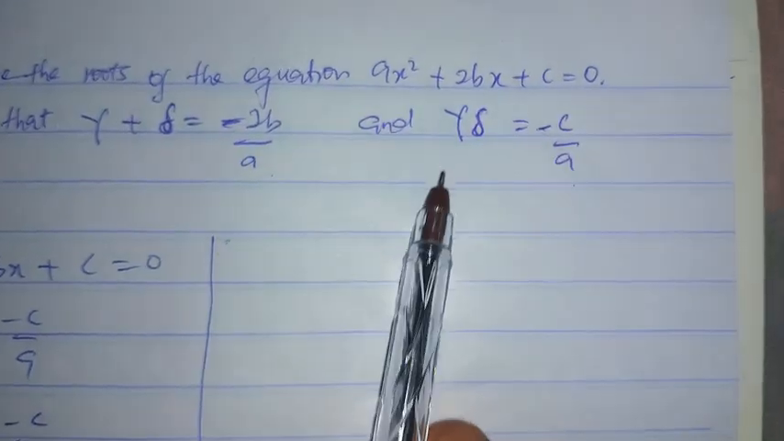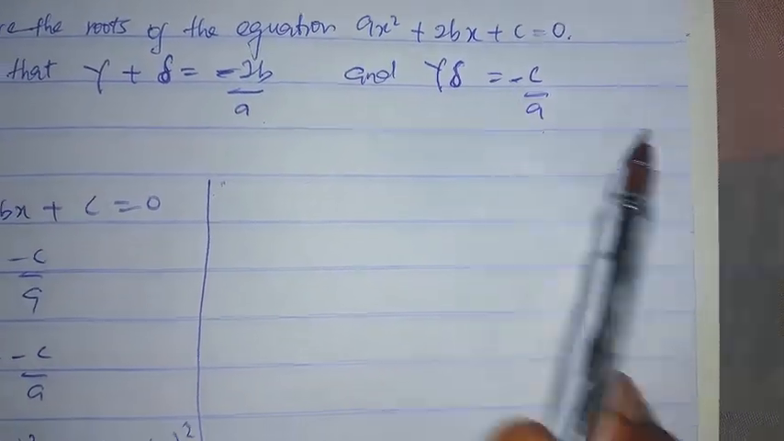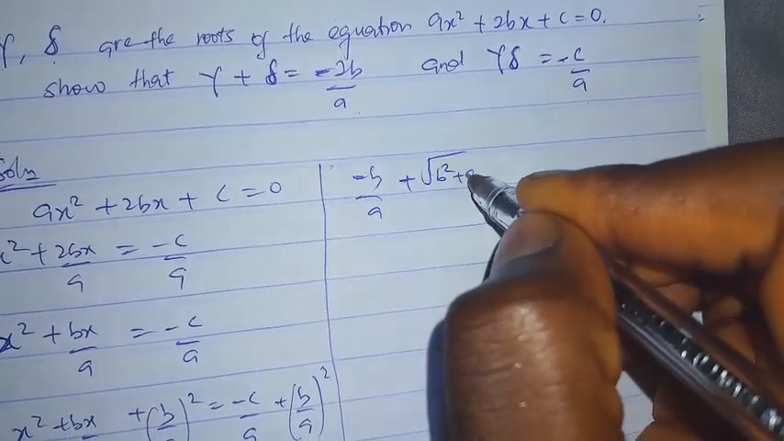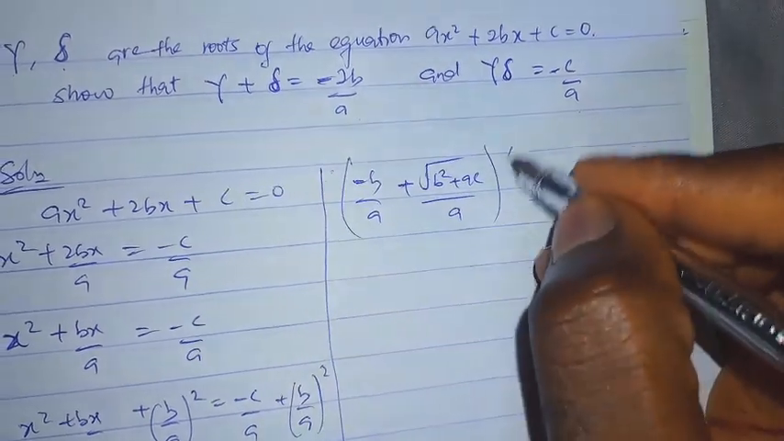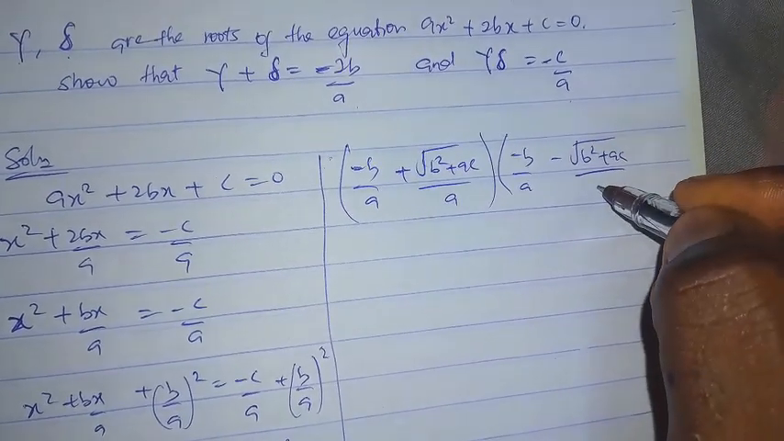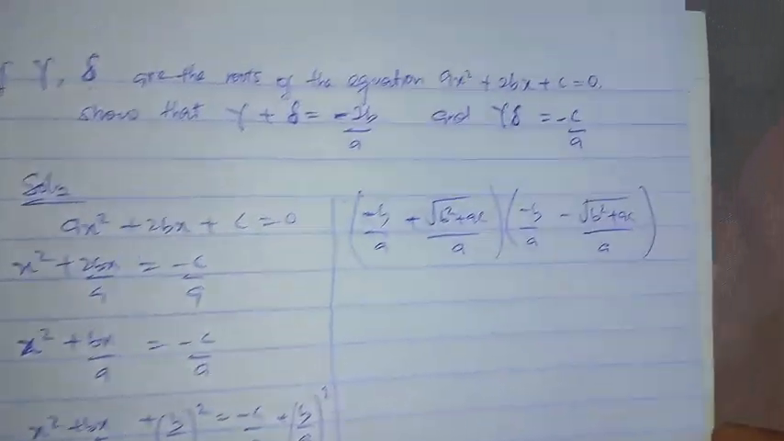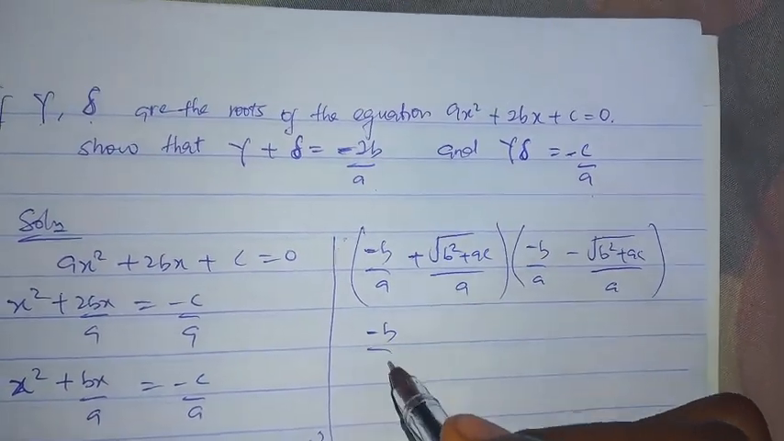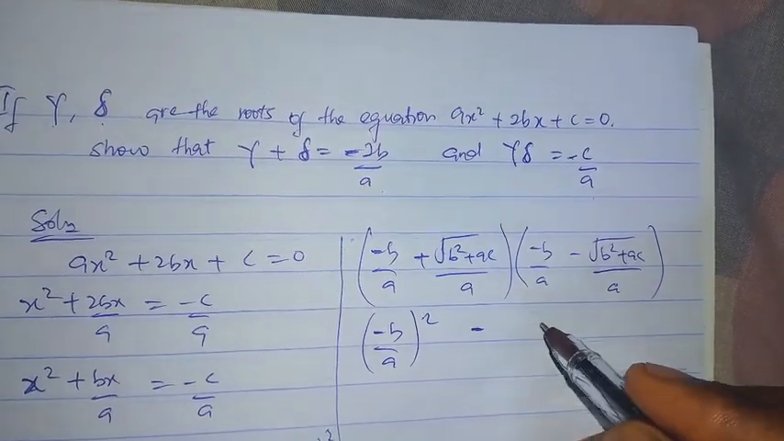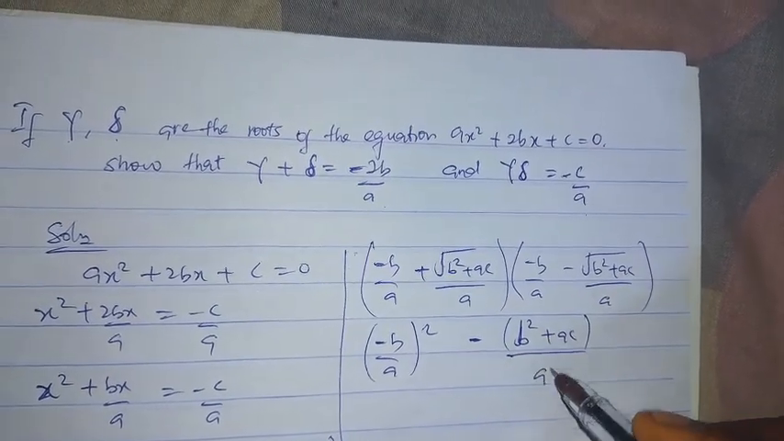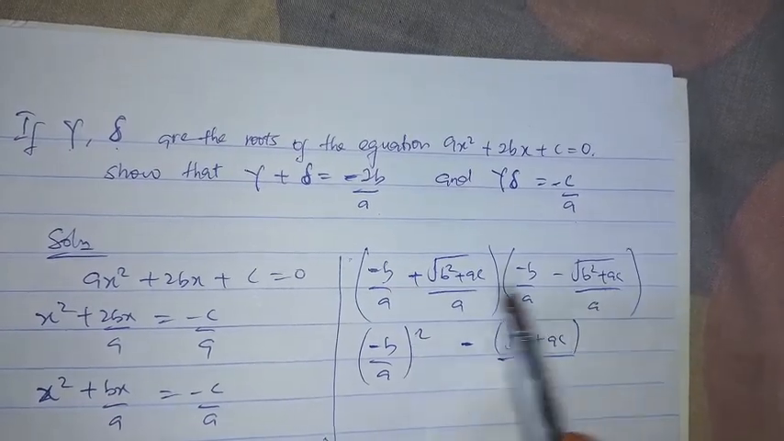Now, the second case is to prove that the multiplication of this and this is minus c over a. It means to show that minus b over a plus the square root of b squared minus ac all over a, times minus b over a minus the square root of b squared minus ac over a, would give us minus c over a. If you multiply very well, you're supposed to have minus b over a all squared, then minus b squared minus ac all over a squared.